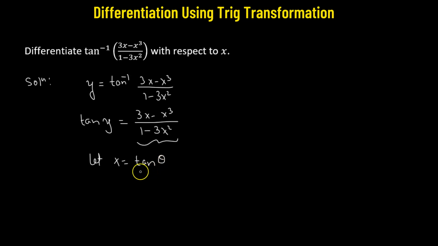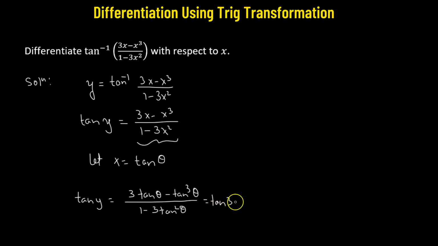When you consider x to be equal to tangent of theta, then we have tangent of y equals 3 times tangent of theta minus tangent cubed theta divided by 1 minus 3 times tangent squared theta. Now, 3 tan theta minus tan cubed theta over 1 minus 3 tan squared theta is a trigonometric identity, which is the expansion of tangent of 3 theta. So that means we have tangent of y equals tangent of 3 theta. So that means we can have y equals 3 theta.